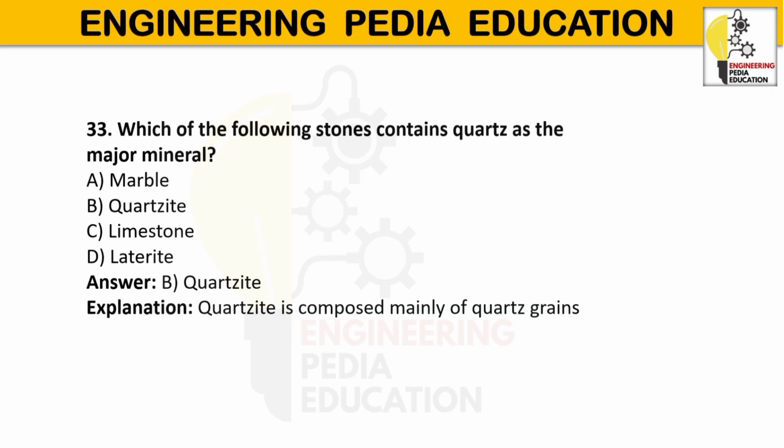Quartzite is a metamorphic rock formed when sandstone is subjected to heat and pressure. Very hard, strong, highly durable, resistant to weathering and abrasion, with high crushing strength, mainly composed of quartz, that is SiO2. Quartz is SiO2. And what are its uses? Used in road metal, railway ballast, concrete aggregate, flooring and wall cladding, building stone.